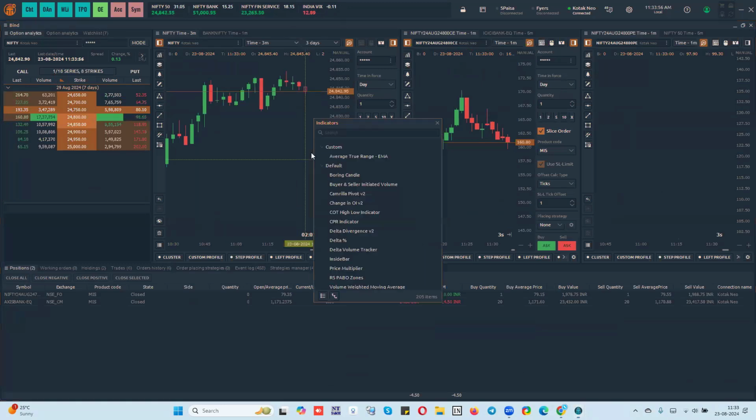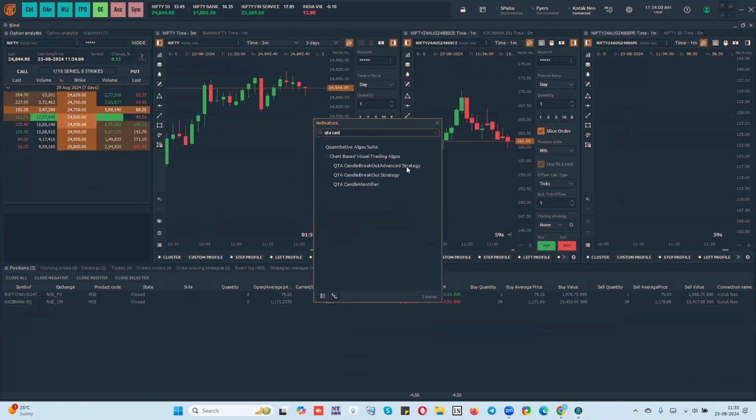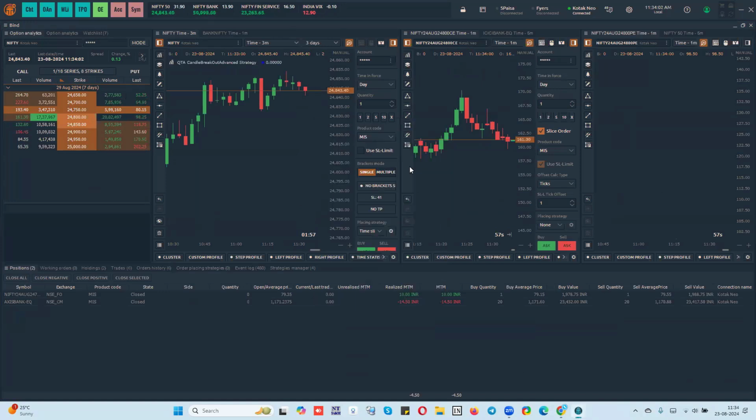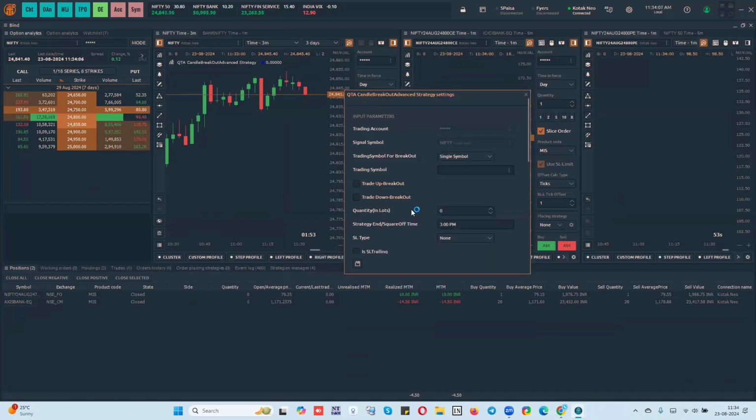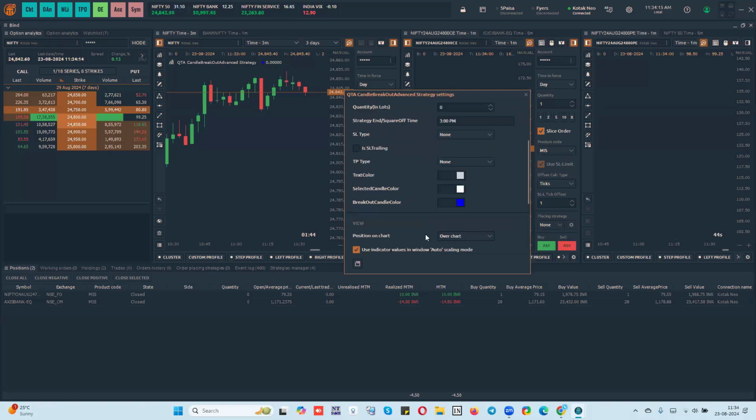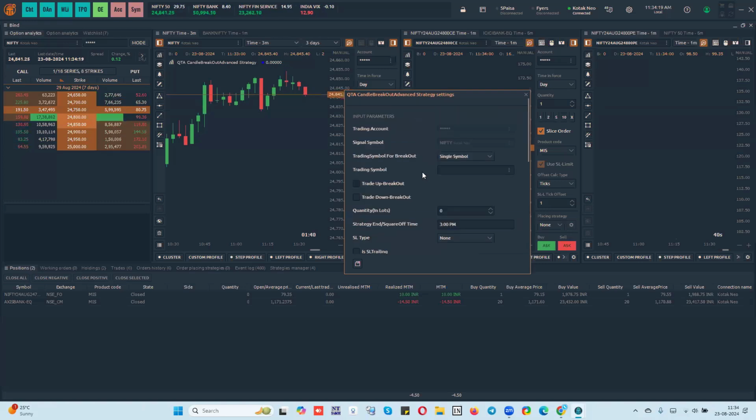For that, we are using the same QTA candle breakout advanced strategy. Okay. So in this, I have multiple options here. A lot of other parameters that we discussed earlier will remain the same: trade breakout on the upside, downside, quantity selection, time selection, stop loss, take profit parameters all remain the same. But then there are other options available.